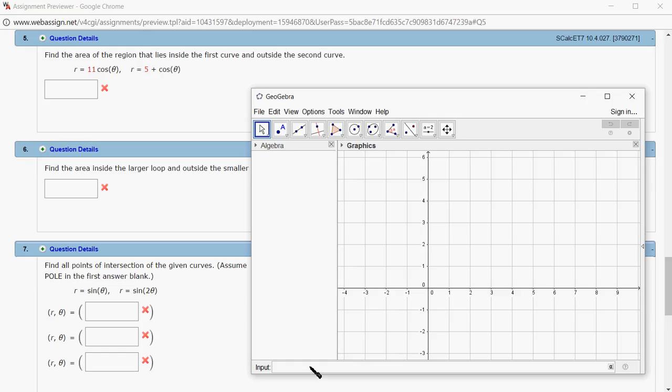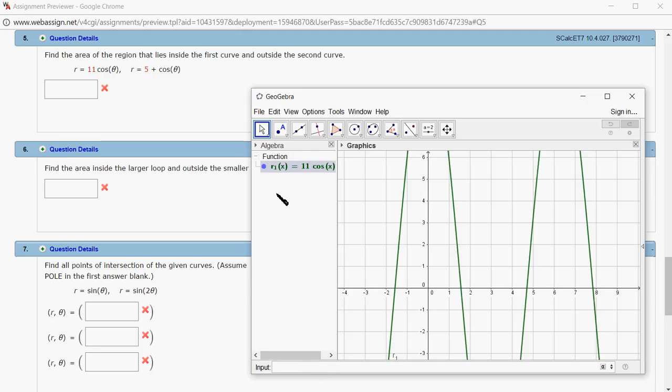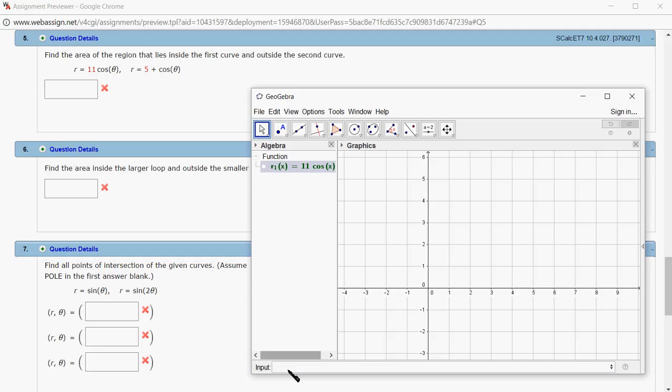First one, I'm going to call it R1. So R1 of x is equal to 11 times cosine of x, and hit enter. We got that, and we don't need to see that, so I'm going to just hide that. Then R2 of x is going to be equal to 5 plus cosine of x. Then hit enter. We got the R2, which looks like that.